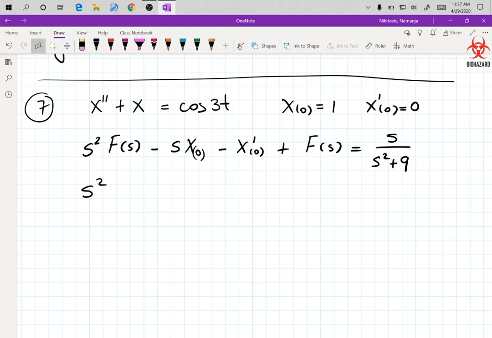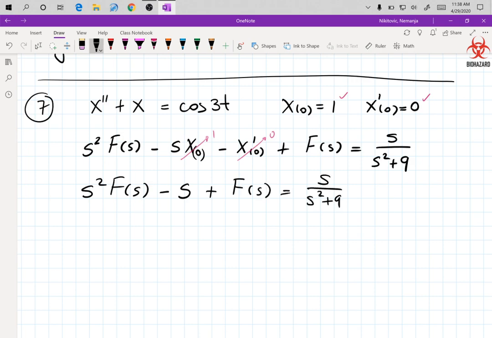So we have s squared f of s minus s. And then this one is 0. So this thingy over here is 1. And this thingy over here is 0 because of these two puppies right there. So plus f of s equals s over s squared plus 9.